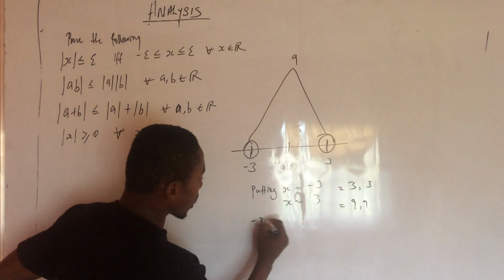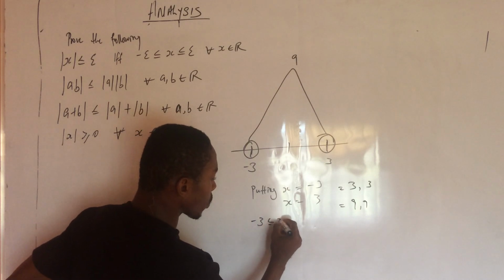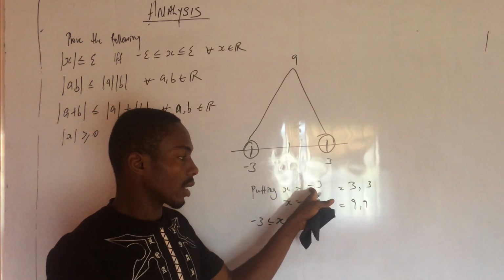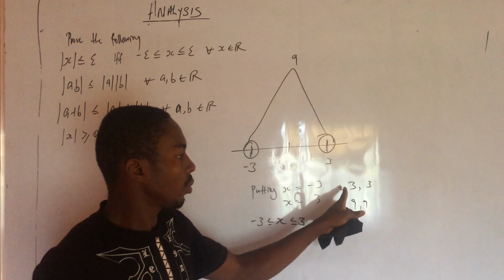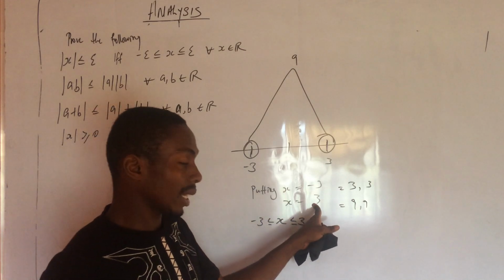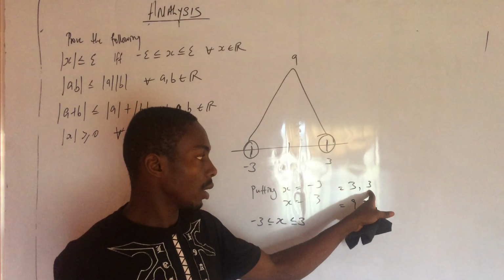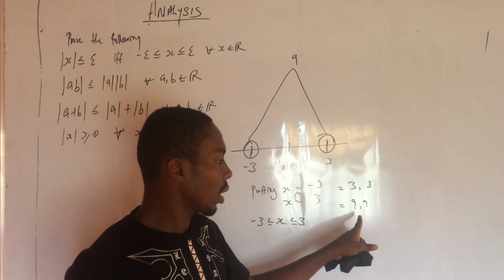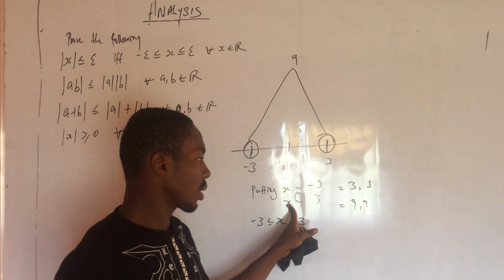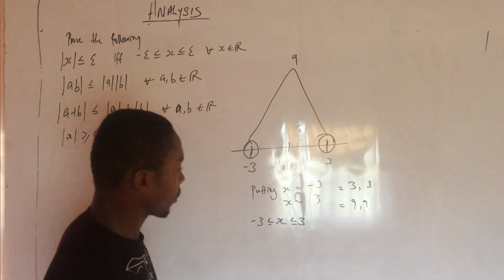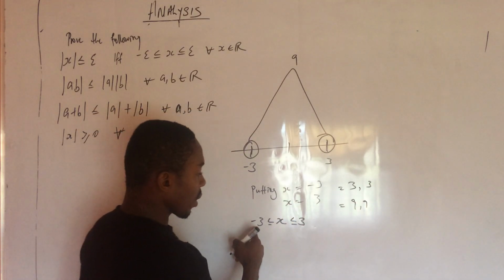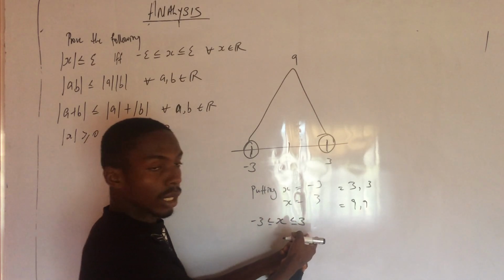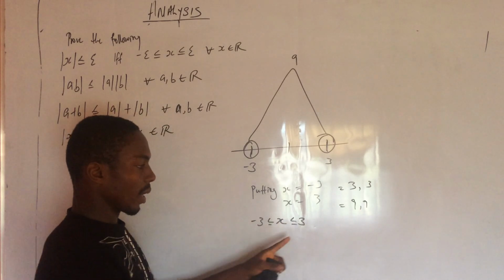But now minus 3 is less than or equal to x, which is less than or equal to 3. Now if x is equal to minus 3 and we take the absolute value, we'll get 3. Or if x is equal to 3, we take the absolute value, we have 3. If x is equal to minus 3, we take the square, we have 9. If x is equal to 3, we have 9. So now, minus 3 is less than or equal to x, which is less than or equal to 3, because this is negative, this one can be anywhere, and here is positive.